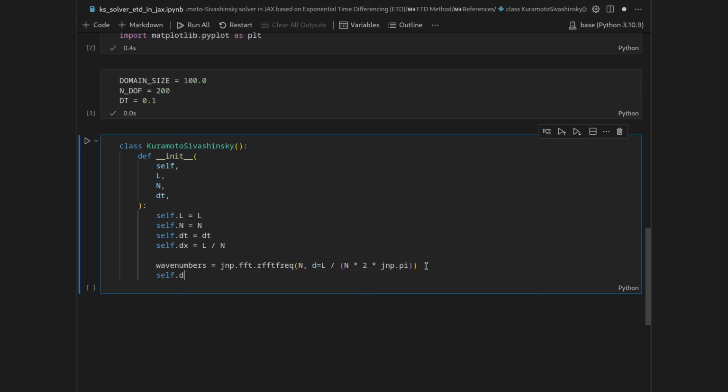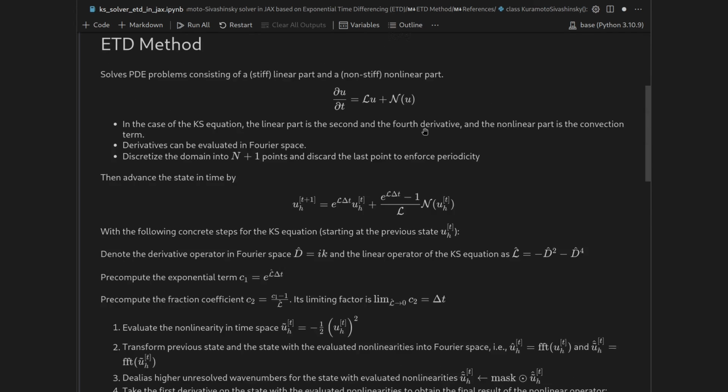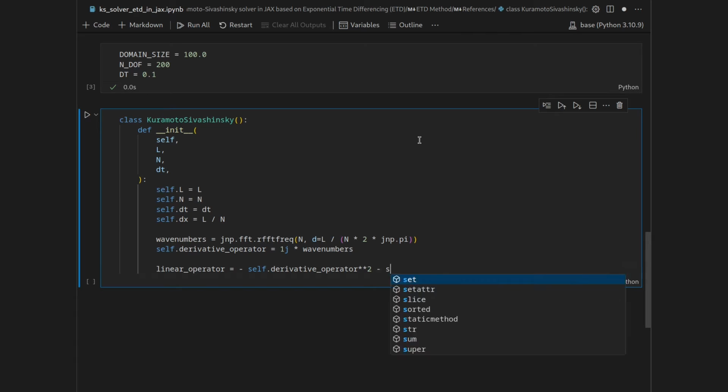Then we can define our derivative operator. So let's do self.derivative_operator to also save it as an attribute. And this is the imaginary unit, which is 1j, multiplied with wave numbers. And then based on the derivative operator, we can build the linear operator. So the linear operator is the capital L or the calligraphic L that we saw here, and that was minus d squared minus d to the power of 4, which is based on the second and the fourth order term. So we will get it as minus self.derivative_operator squared minus self.derivative_operator to the power of 4.